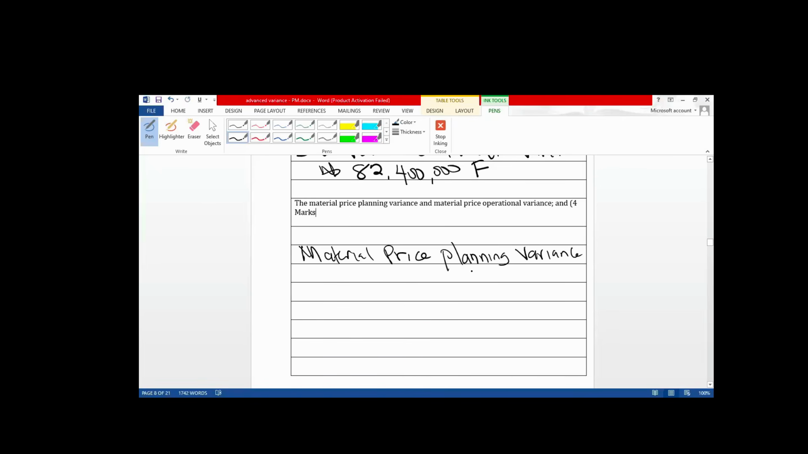That is, if I want to give this formula now: X ante standard price, that is standard price with error, minus X post standard price without error, multiplied by actual quantity of material.